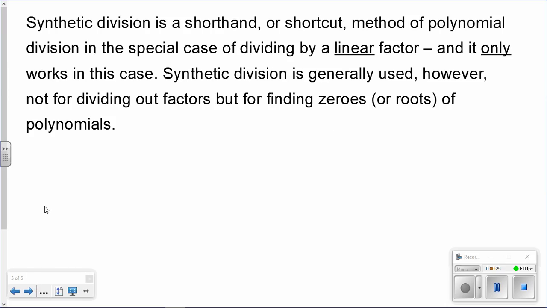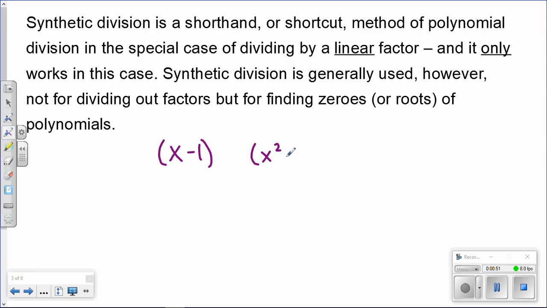All right, so basically synthetic division is a shorthand or shortcut method of polynomial division, in the special case only if you're dividing by a linear factor. It doesn't work if the factor you're dividing by is not linear, meaning you're only going to have something like an x minus 1. That would be a linear term. Something like x squared minus 1 is not linear because you have the exponent of 2. So synthetic division only works if it's a linear term that you're dividing by. So just keep that in mind.